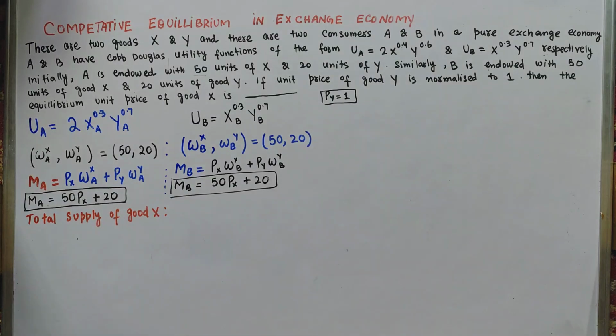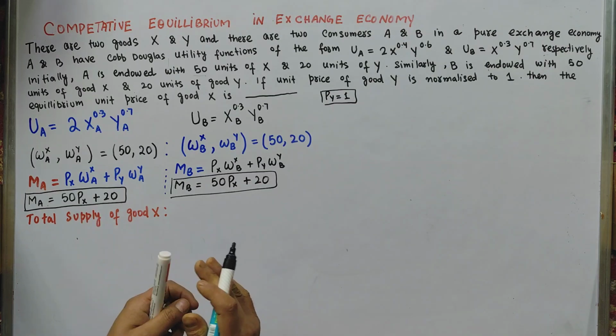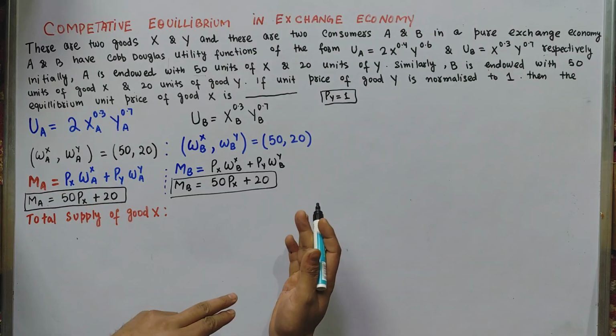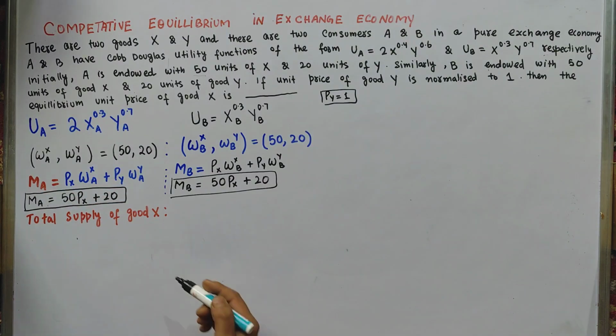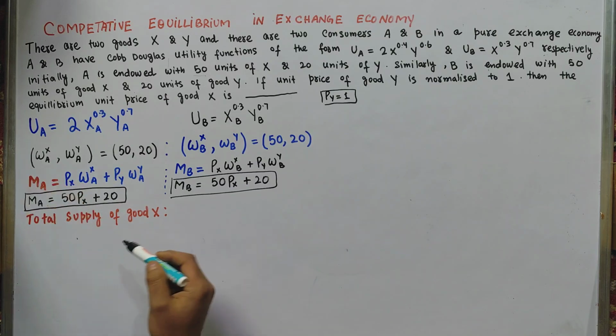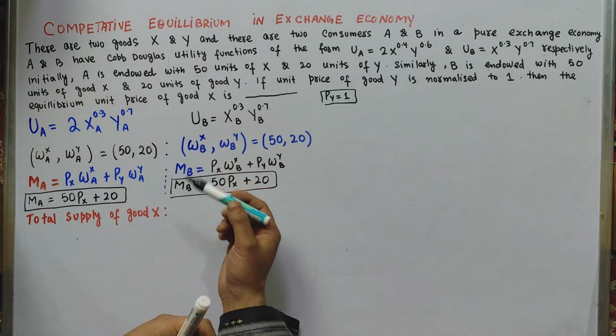What will be the total supply of good X in this economy? Here you can see the endowment of good X and Y held by consumer A and B. So the total supply of good X will be equal to the endowment of person A of good X plus the endowment of good X held by person B.